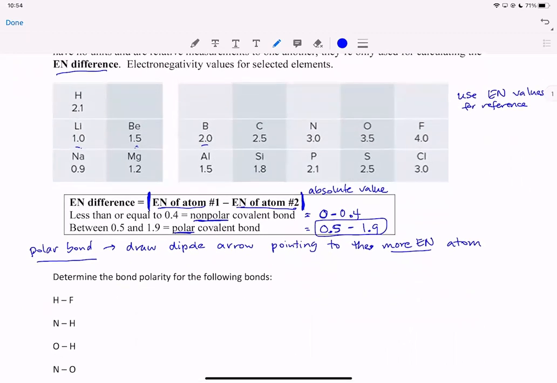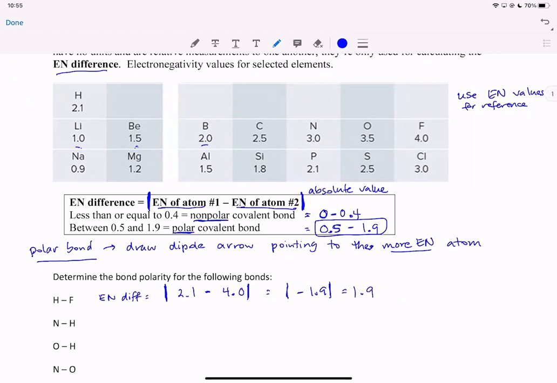Okay, so I'll show you this for these examples. First you want to determine the bond polarity. For the HF bond, the electronegativity difference is going to be equal to the absolute value of hydrogen, 2.1, minus the fluorine, 4.0. The absolute value brackets around 2.1 minus 4.0, if you put it in your calculator, ends up being negative 1.9. Because you take the absolute value, it's 1.9.